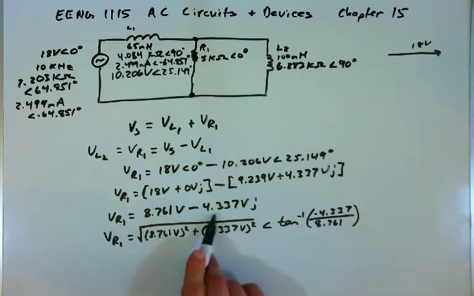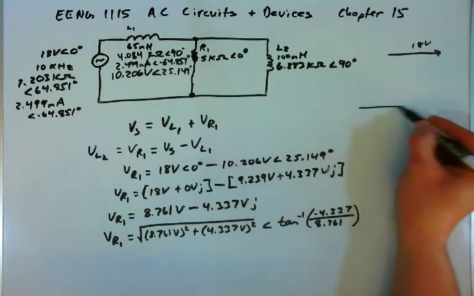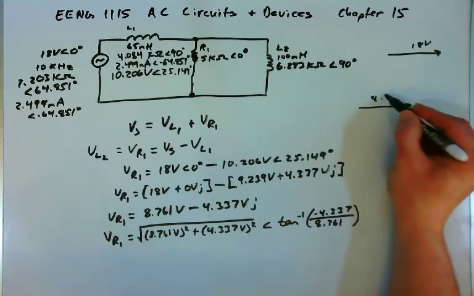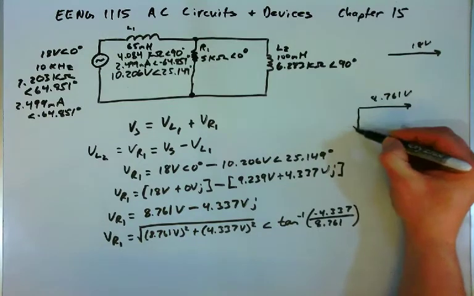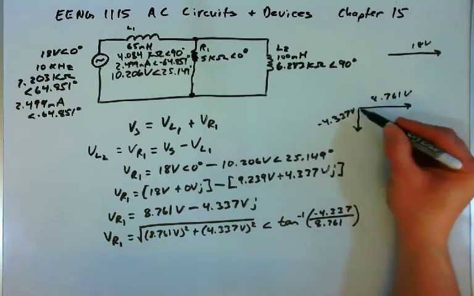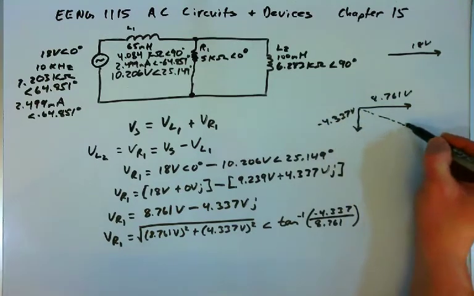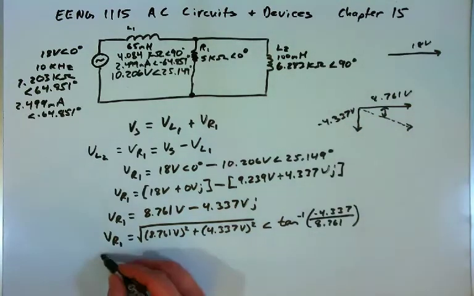And so it's always a good idea to look at the components graphically. We have an x component that is positive. So we have 8.761 volts here. And we have a y component that is negative 4.337 volts, and we're looking for the vector sum, and so we want to make sure that we get an angle that is negative.